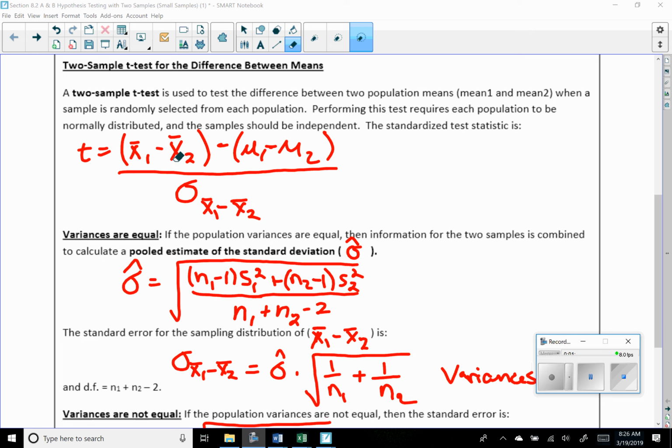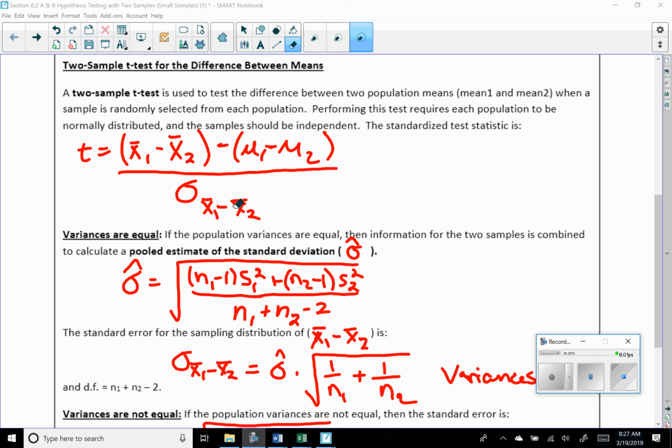So this right here is our two samples and the difference between them, right? So the sample mean from population 1 minus the sample mean from population 2. So this is the difference in our sample means. Minus mu 1 minus mu 2, because when we do a hypothesis test on this, we assume that mu 1 and mu 2 are equal to each other, so this portion is always 0, okay? Because if they're equal, one minus the other is 0. And then you divide by the standard error of the sampling distribution.